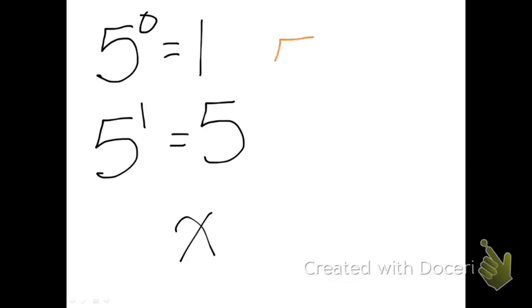Well, let's practice using that caret key to make sure you got a good hang on that. So you're going to put 5 caret key 0, and that should equal 1. If that worked, you've got the hang of it.